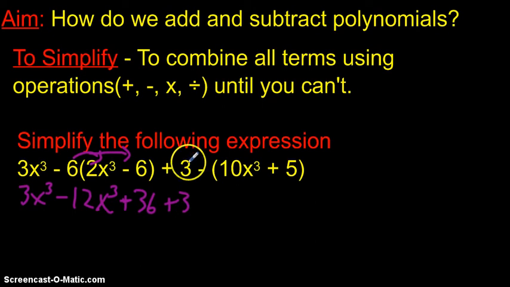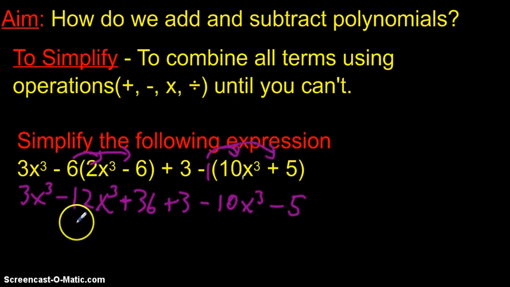The 3 is by itself. This is where people make mistakes, though. They think they're supposed to distribute the 3 into these. But the 3 is not next to this. This minus is next to this. And like we mentioned before, if there's no number here, it's really a 1. So it's negative 1 times 10x to the third plus 5. So that's negative 10x to the third minus 5. Negative 1 times 10 is negative 10, and negative 1 times 5 is negative 5. So this is now an equivalent expression.